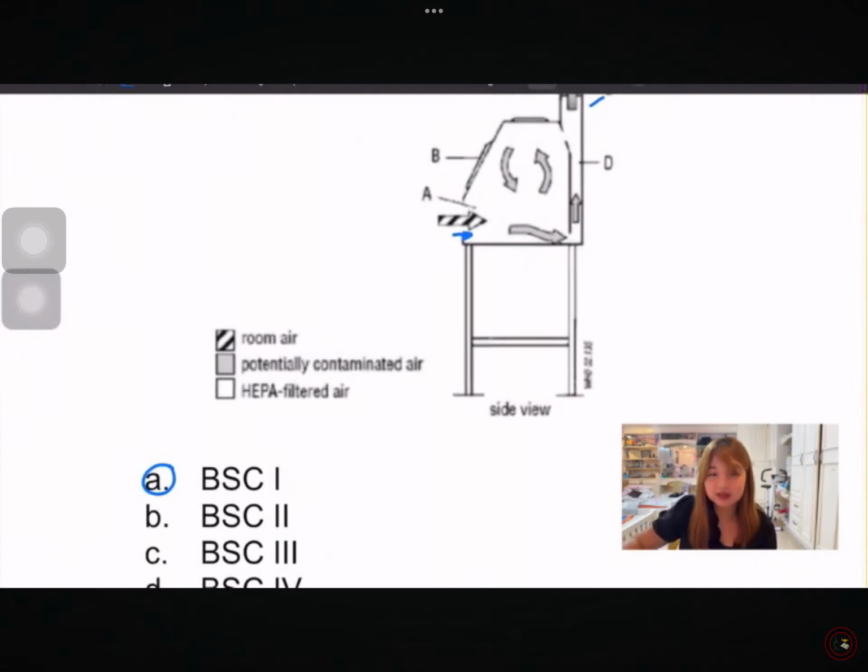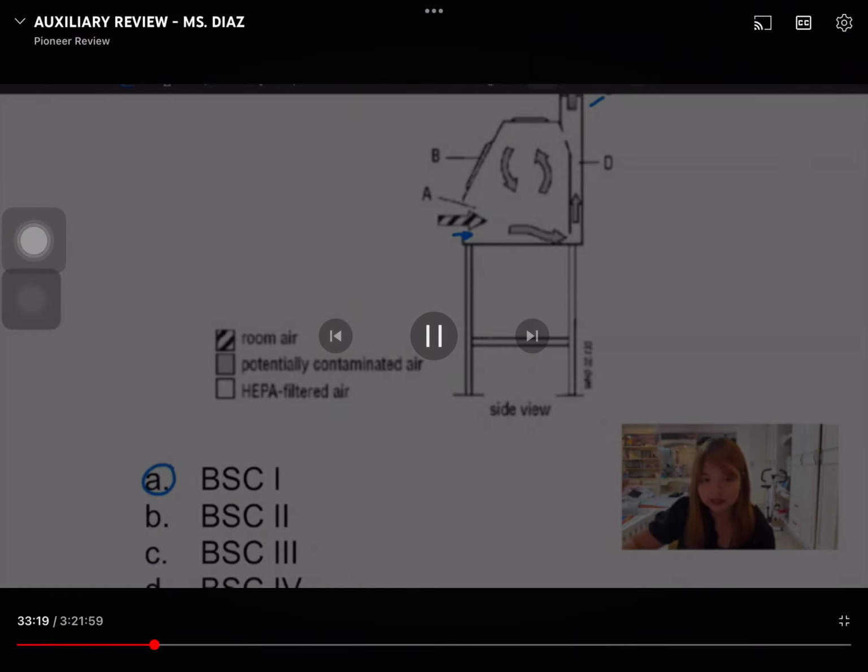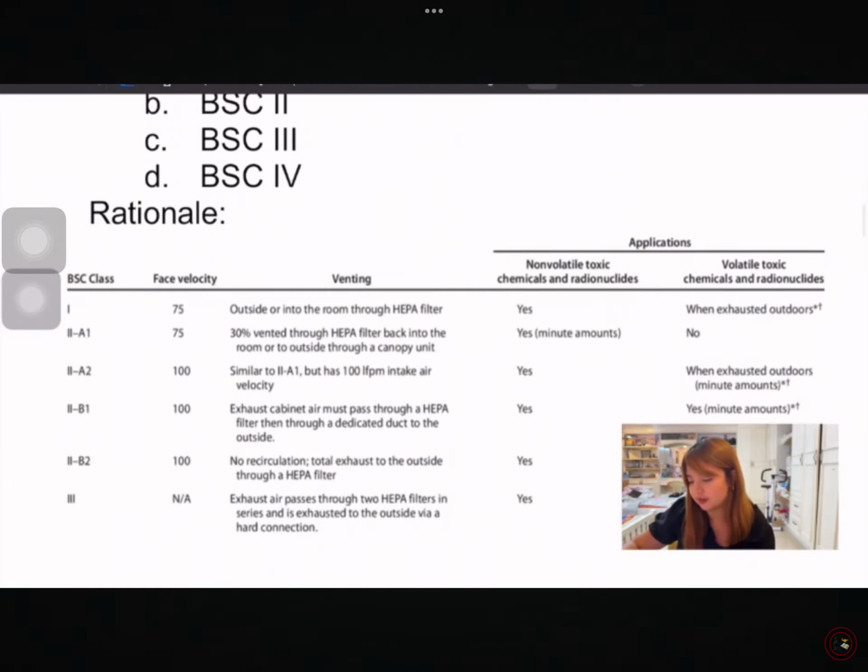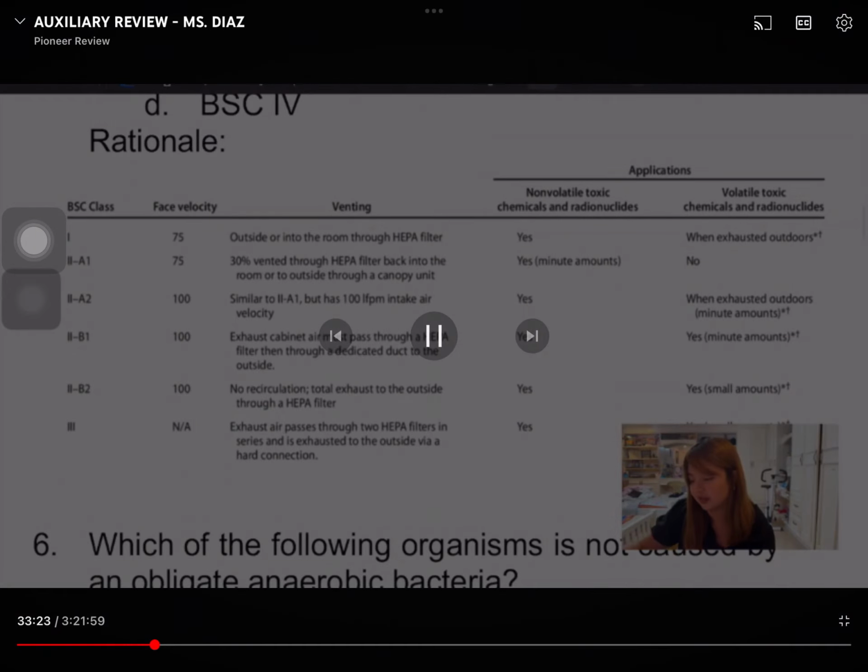I suggest, if hindi nyo masyadong nai-imagine or nahihirapan kayong mag-imagine or mag-analyze, na tignan nyo na yung mga pictures ngayon pa lang para at least ma-familiarize nyo. So, ito yung mga different types of biosafety cabinets.